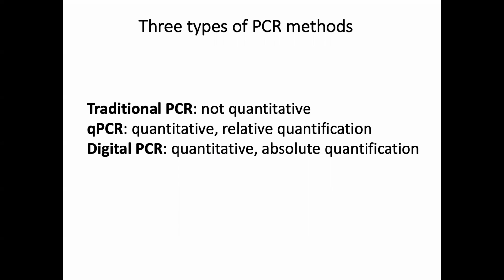qPCR is a quantitative method which can be used for a comparison of DNA or RNA level among different biological samples. In recent years, scientists invented digital PCR, which is not only quantitative, but also can provide absolute quantification, and becomes more sensitive and more reliable than qPCR.